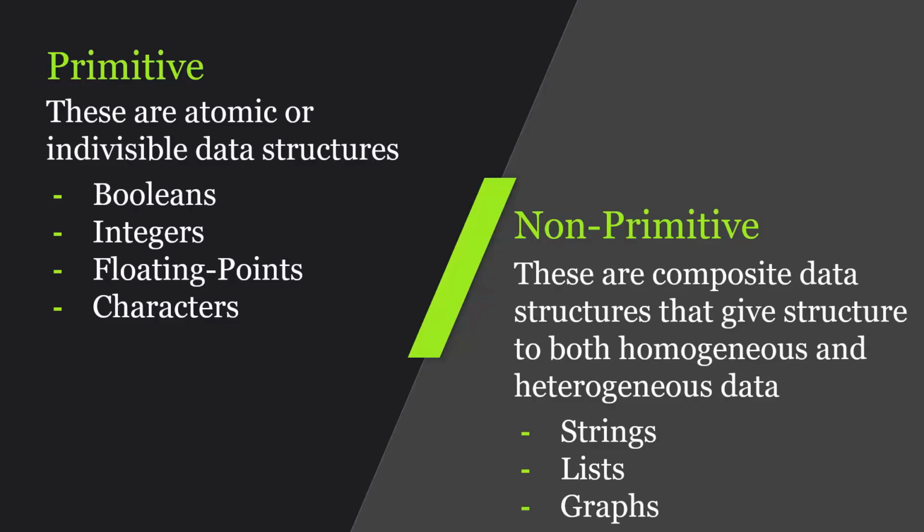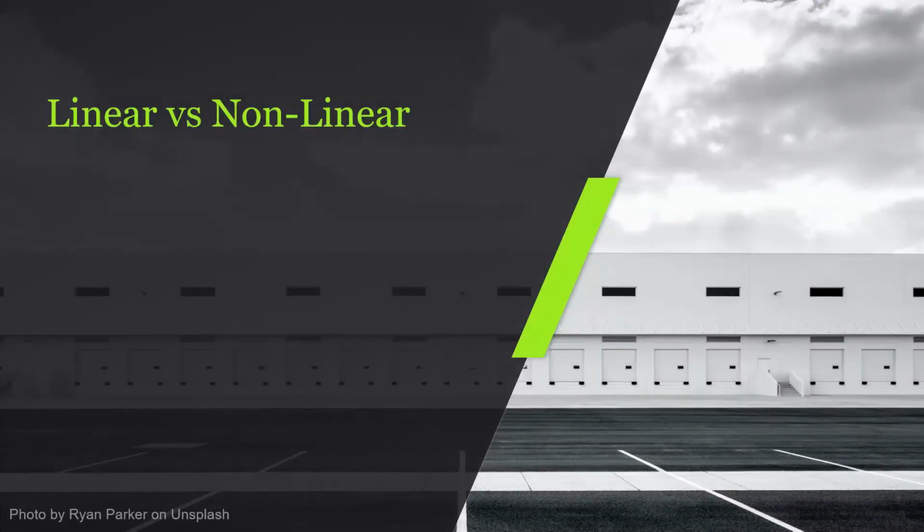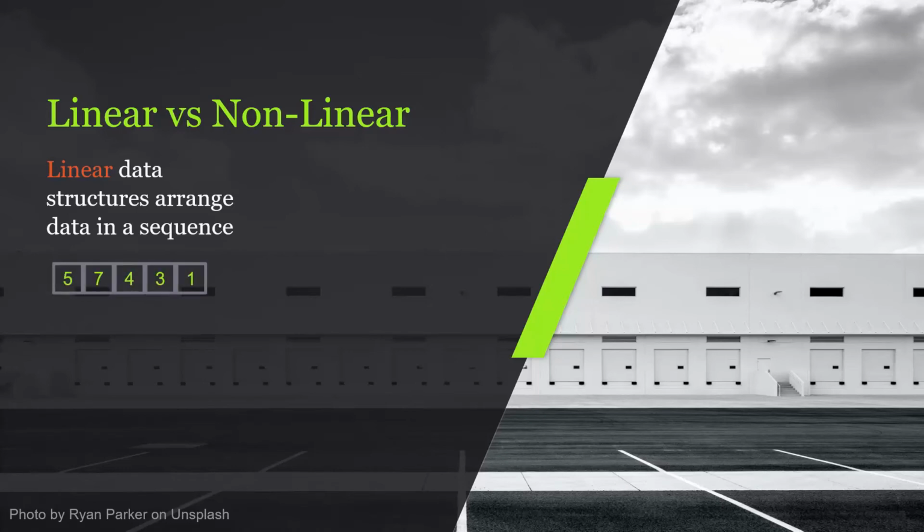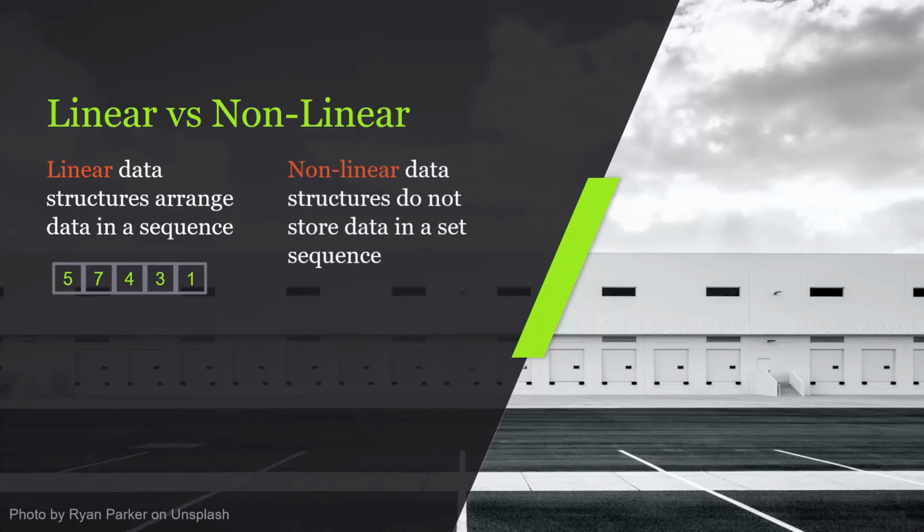non-primitive data structures. There are also linear and nonlinear data structures, where linear data structures are arranged in a sequence. So you can think of an array where you just have them stored one after the other. That's not saying that they have to be in any particular sorted order or anything like that. They're just stored sequentially with each other. Nonlinear data structures don't have that sequential storage. So you can kind of think of a family tree, where you could go from 5 to 4, or you could go from 5 to 7. You can take different paths throughout the data. So that's the difference between linear and nonlinear structures.